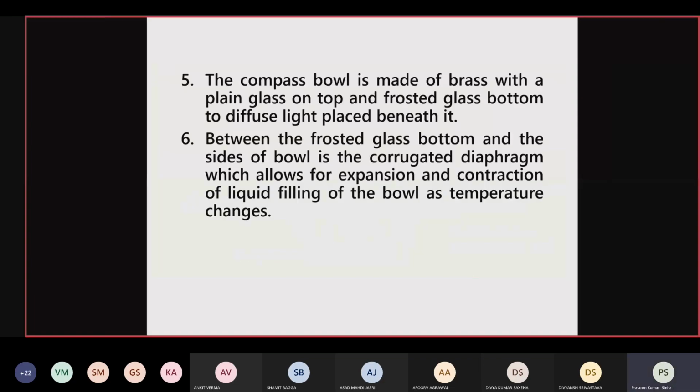Some more about the compass. The bowl is made up of brass with a viewing glass on top, which is clear, so that you can clearly see the readings. Of course, there is a lighting arrangement so that you can see the card in the night also. And the brightness of the light can be controlled by a dimmer. So dimmer switch is also there.